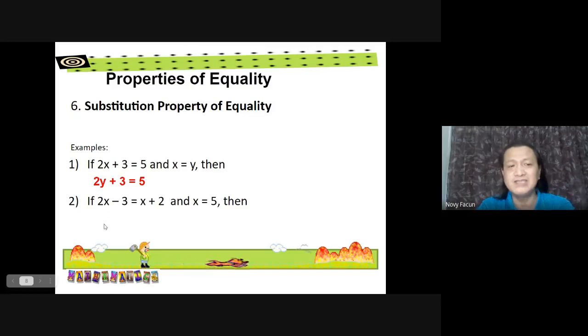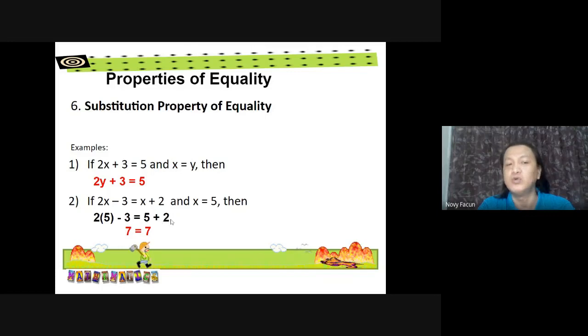Okay, another example, we have if 2x minus 3 equals x plus 2 and x equals 5. Ito na yun, i-evaluate natin. Remember? Ibig sabihin yung lahat ng x dito, papalitan mo siya or i-replace mo siya by 5. Kaya, that is 2 times 5 minus 3 equals 5 plus 2. Ni-replace mo lang yung x ng 5. Kaya, 2 times 5, 10 na yon. Minus 3, 7. Doon yun yung left side of the equation. Sa right naman, 5 plus 2 is 7. Kaya, yun yung ibig sabihin ng substitution property.